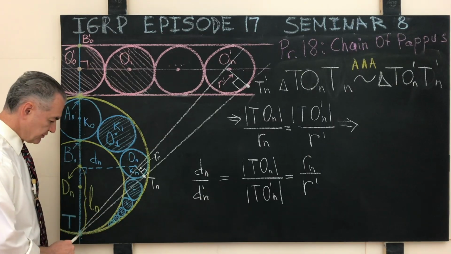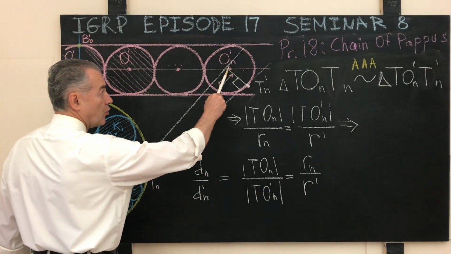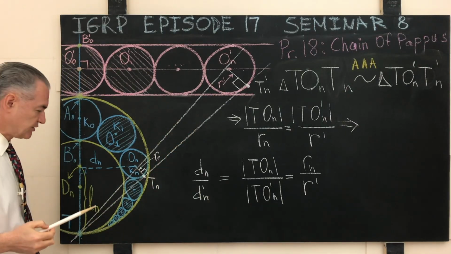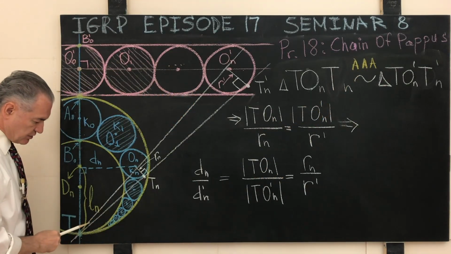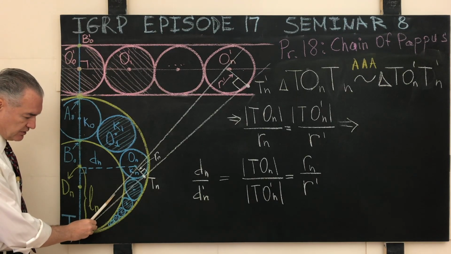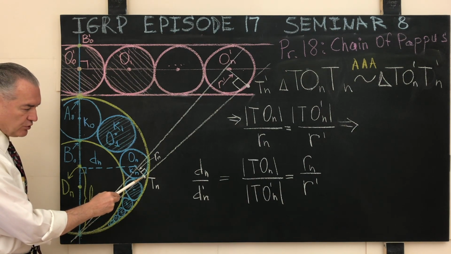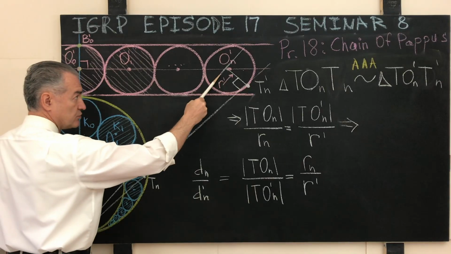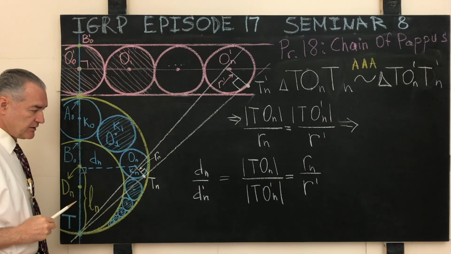Switching to the right triangles T O_n T_n and T O'_n T'_n, we see that these right by construction triangles are similar again by angle, angle, angle, because these triangles share the magnitude of the interior angle at the vertex T right here. That magnitude is one and the same. The angles at the points T_n and T'_n are right by construction. It means that the remaining angles must be the same, so these triangles are similar by AAA.